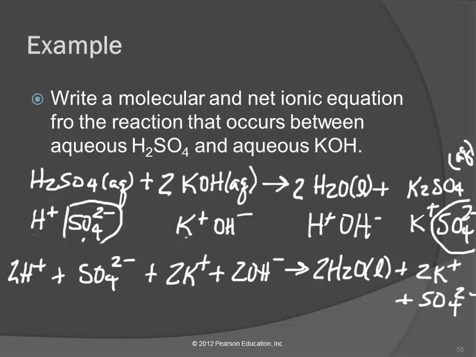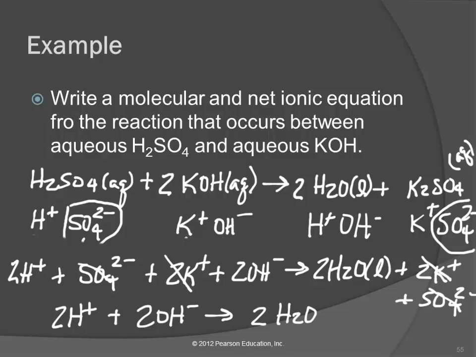And I'm going to look and see what's going on here. I have 2 potassiums on one side and 2 on the other. Nothing happened to potassium. He did not meet the love of his life or anything like that. And sulfate, I have sulfate here and sulfate there. Nothing happened to the sulfate. So what do I have left? I'm going to write that down. I've got 2 H plus and 2 OH minus, giving 2 H2O. And there's my net ionic equation.